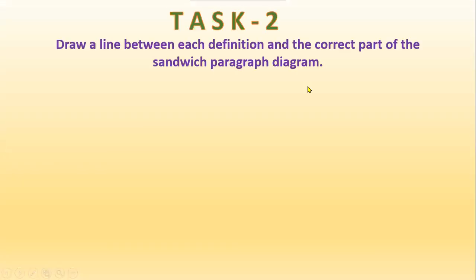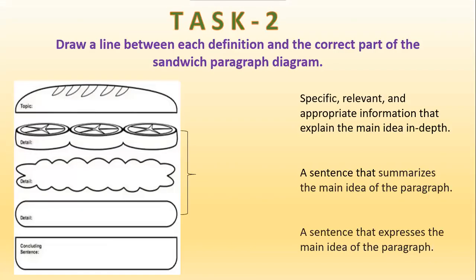Okay, now we have a task. Task number 2. There is a sandwich diagram, the sandwich paragraph diagram, and definitions for each component of a paragraph, which we discussed a bit earlier. So you have to draw a line between each definition and the correct part of the sandwich paragraph diagram. In other words, you have to match which one is the topic sentence here. This is details. Which are the supporting sentences here and which is the concluding sentence, right? So take your time and try to match.